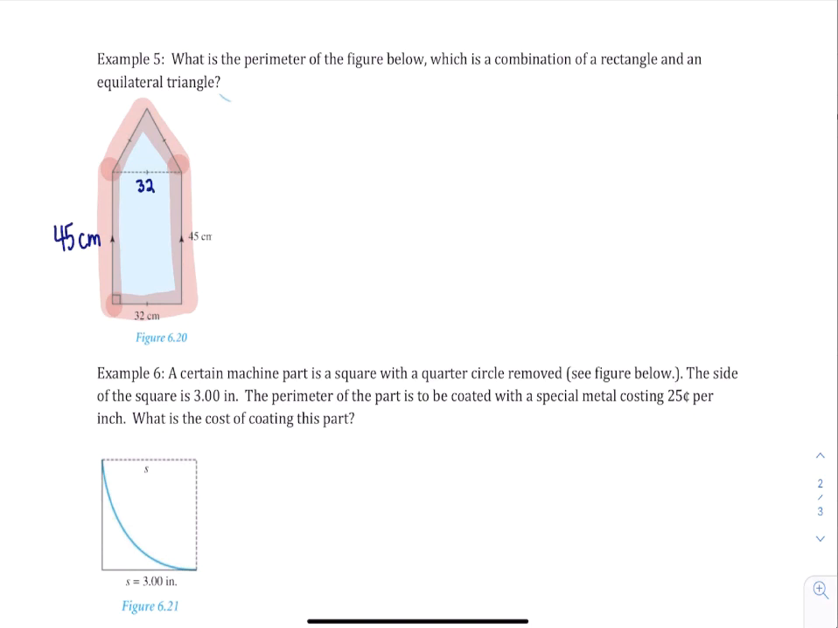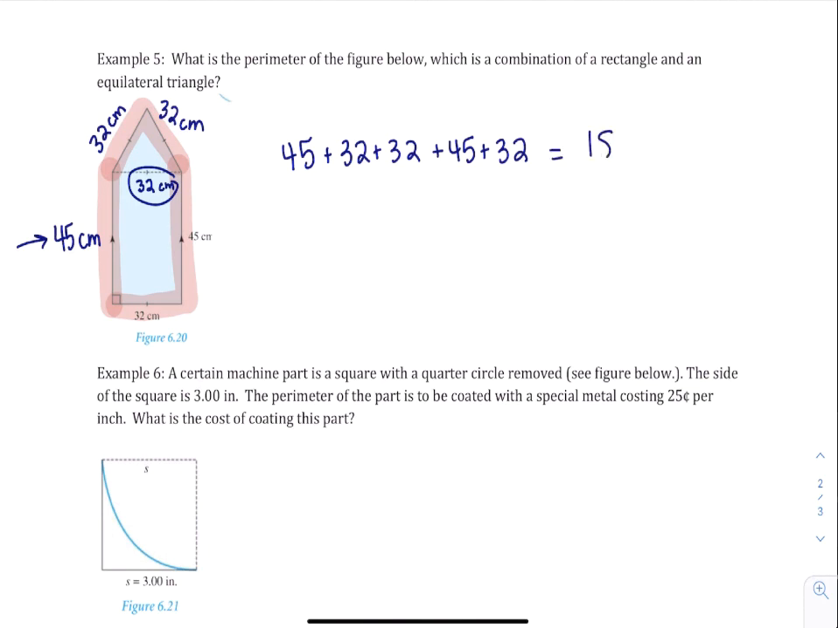Since one side is part of the rectangle, we know that the side down at the bottom is 32 centimeters, and it's an equilateral triangle, making all of the sides 32 centimeters. To find the perimeter, we will add up the outside values. I'm going to start on the side here: 45 plus 32 plus 32 plus 45 plus the last 32. Notice I never included that side because that's not actually on the outside of this figure. Our total perimeter is 186 centimeters.